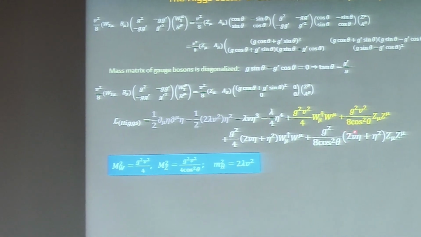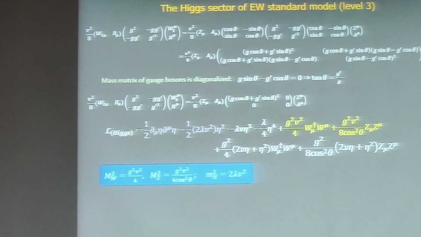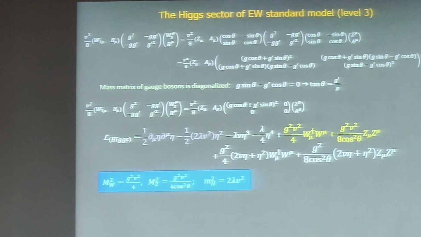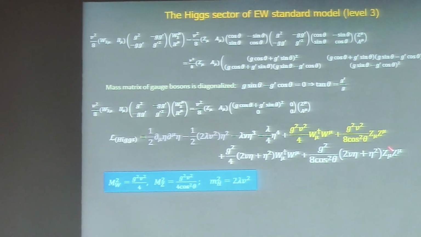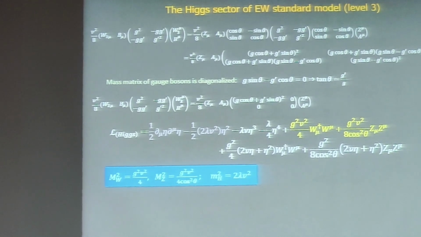The mass of the Z field is defined through this term, and there is no mass term for the A field. The rest are the interaction terms between the W and Z fields with the eta field, which will be acting as a Higgs field.